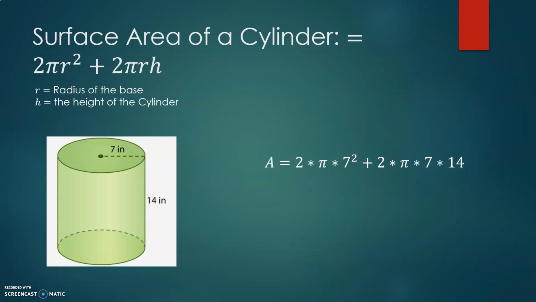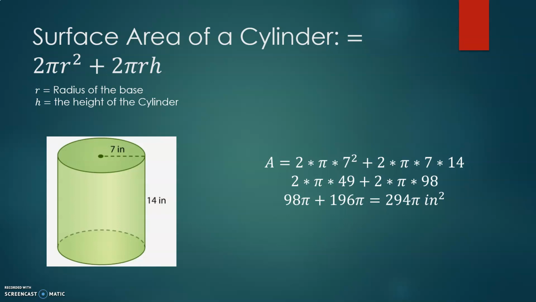Now at this point is where you actually have to do a little math. 7 squared is 49, and then 7 times 14 gives us 98. Then we do 2 times 49 to get 98, and 2 times 98 to get 196. So that gives us 98 pi plus 196 pi equals 294 pi. And this is in square inches, because area is in square inches, so surface area is also in square inches.